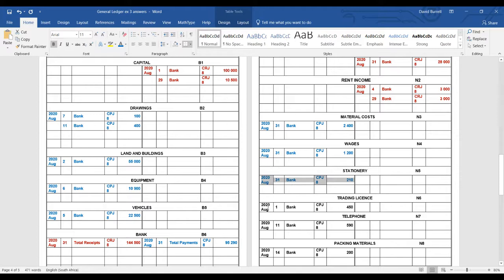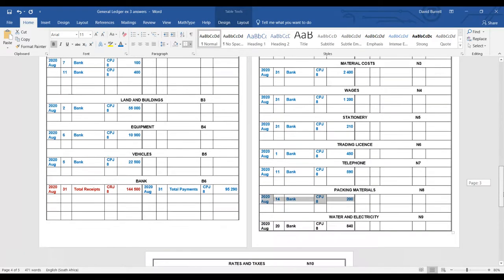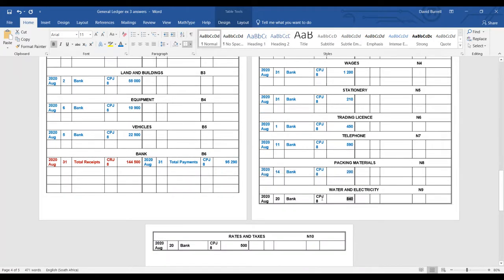Okay, then there is trading license, there's telephone. We've also got some packing material. Now I just need to scroll down a tad. Got water and electricity. So these are all debits that came from the cash payments journal. Those are the ones I'm highlighting in blue. And then on my last page over here, I've got rates and taxes all in its own there. So highlighting those in blue.